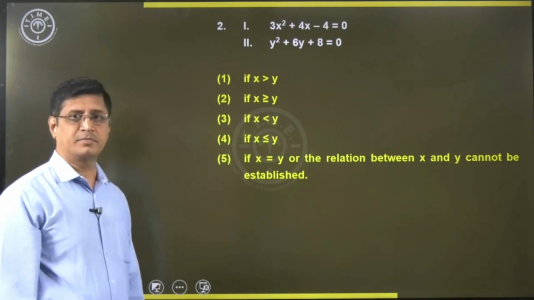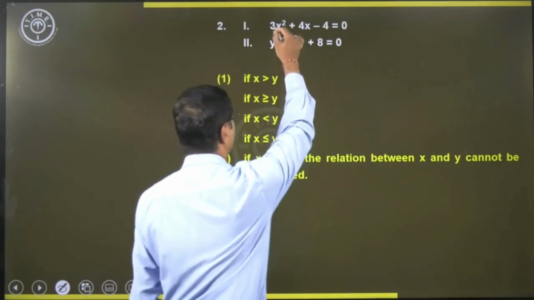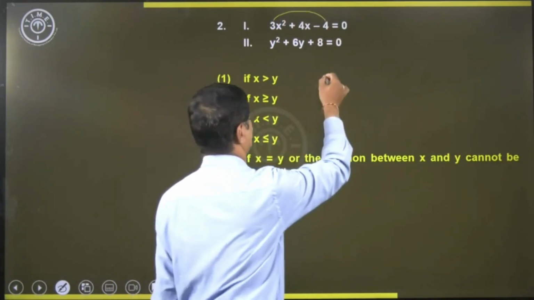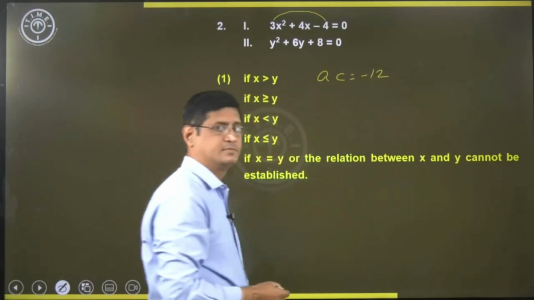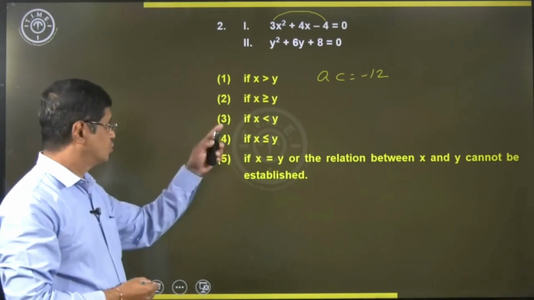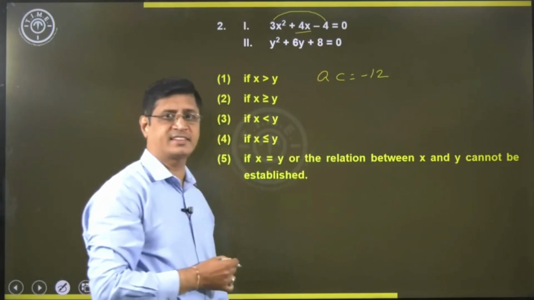3x square plus 4x minus 4 is equal to 0. How much is the value of 3 into 4? That is a 12. A into C is equal to how much? -12. So what is the B value? The middle term is the difference of the factors. So how to get the middle value? The middle value here, it is a 4x.